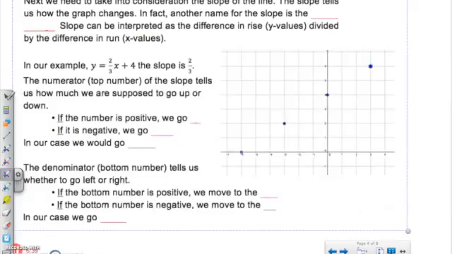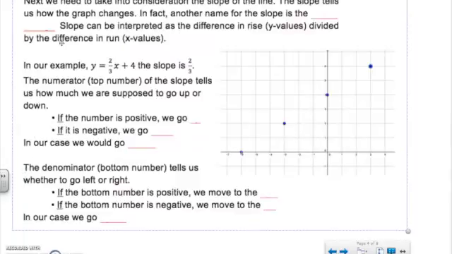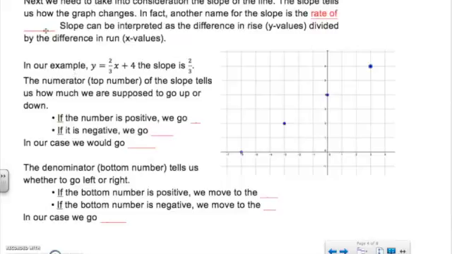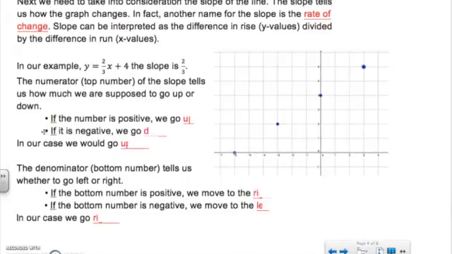Now, the next thing we have to do is to take into consideration the slope of the line. The slope tells us how our graph is going to change. It's going to tell us whether it's going to go up, whether it's going to go down, and how fast or slow it's going to go down. Another name for the slope is the rate of change. We talked about that in the vocabulary video. Slope can be interpreted as the difference in rise, or the y values, divided by the difference in run, the x values. In our example, y equals 2/3 x plus 4, our slope is 2/3.